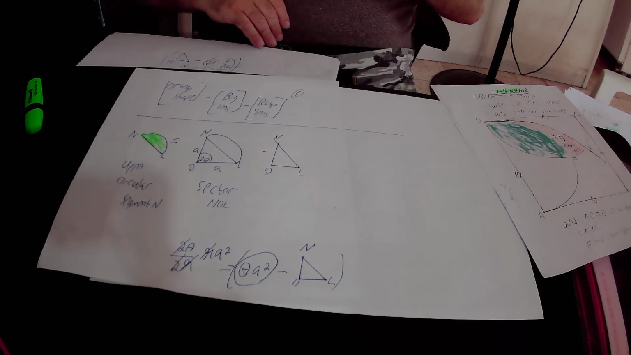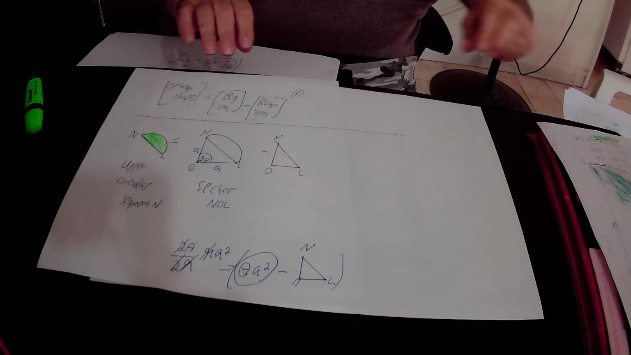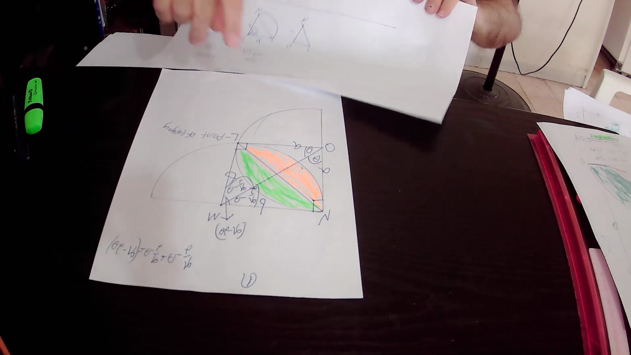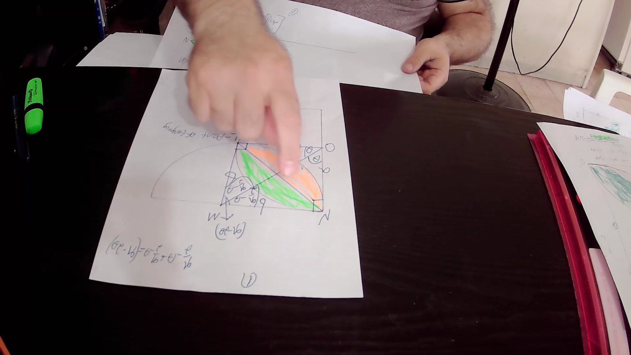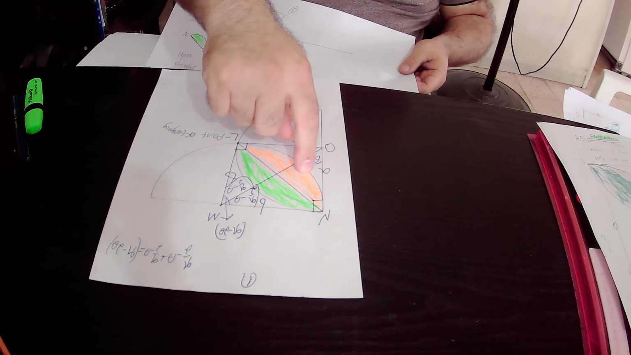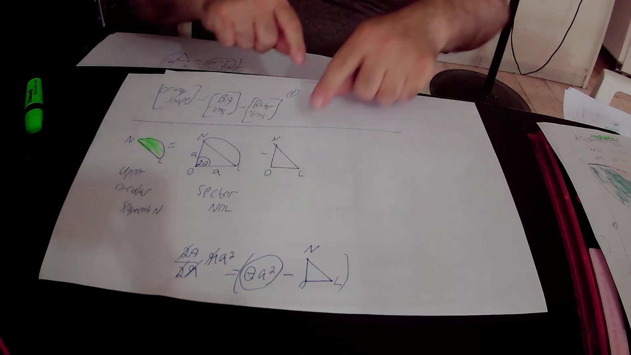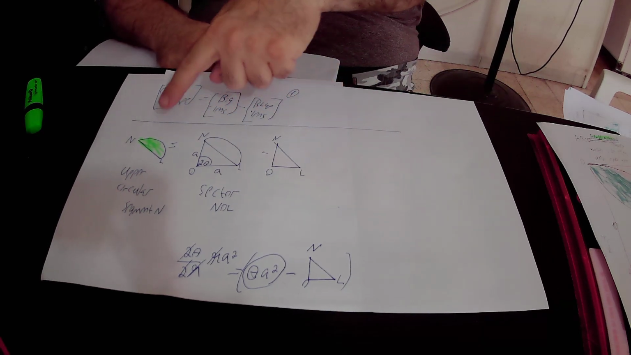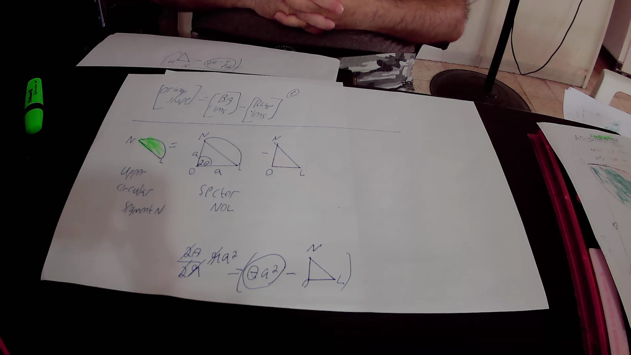So in the first method, first of all, we'll find out the area of the upper circular segment. The area of the upper circular segment NL equals the area of sector NOL minus the area of triangle NOL. Again, the area of sector NOL minus the area of triangle NOL equals the area of circular segment NL. Okay?